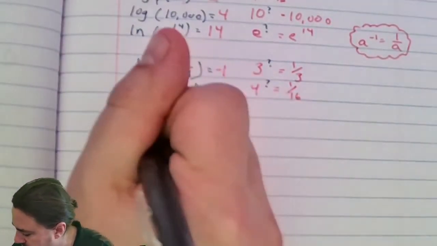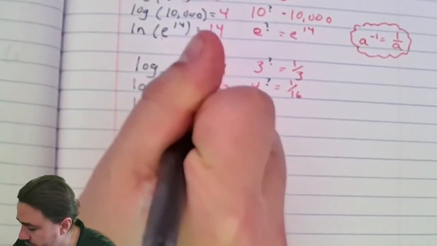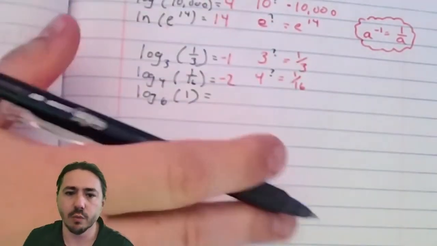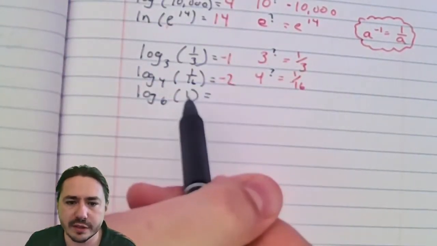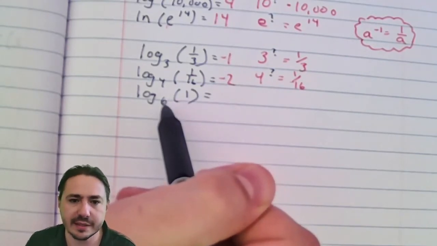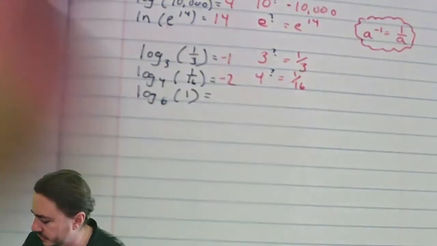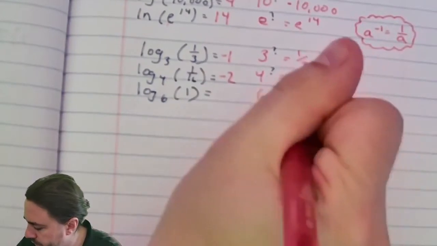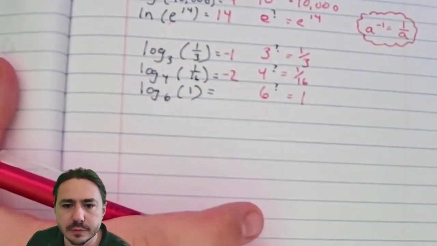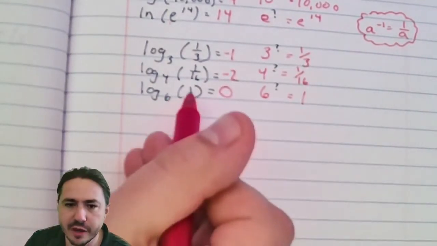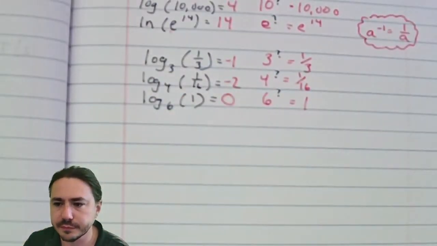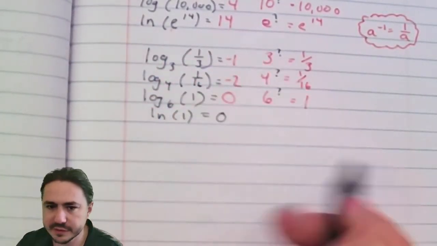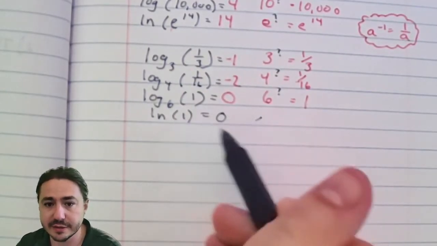Now, if you ever have a 1 in your argument here, so let's say we have log base 6 of 1, or it could be log of 1, or natural log of 1. Anytime 1 is in here, you want to say, okay, 6, or whatever the base is, to what power is 1? And that answer is going to be pretty much the same every time. 6 to what power is 1? Well, 6 to the 0th power is 1. So anytime you've got a 1 in here, this is going to equal 0. Even if you have something like natural log of 1, same deal here. It's going to be 0, because e to the 0th power is 1.